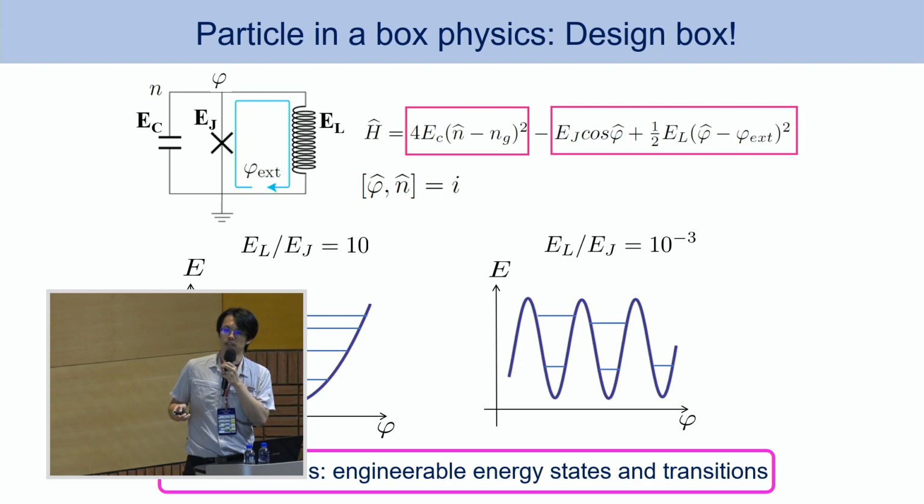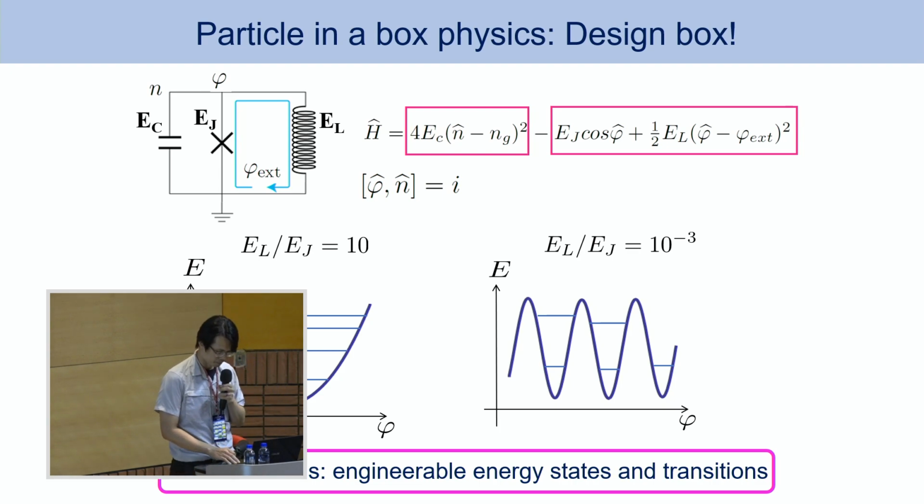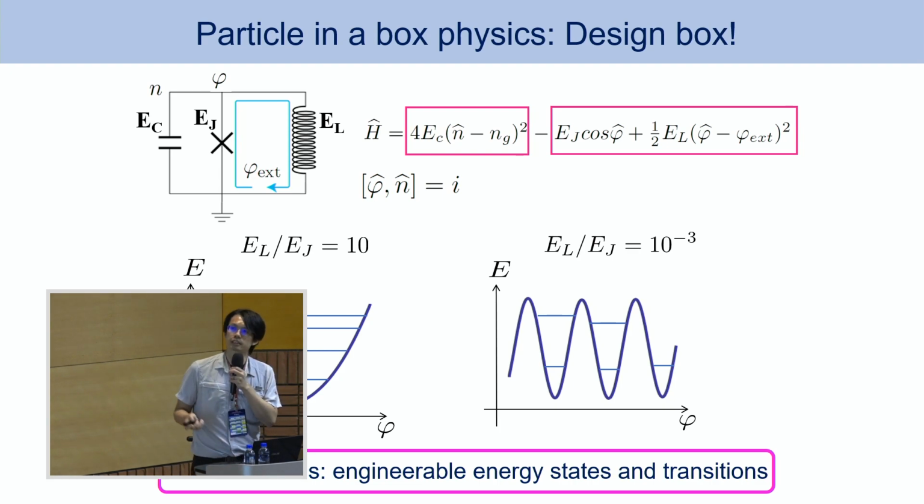The other extreme is if you make EL much smaller than EJ, then this cosine term becomes more important, and now you have a potential that looks like this. And the eigenstates, you can see, are spread in a very different way compared to the other limit. Okay. So actually, the name of the game, again, is just to play with these EJ, EC, EL.